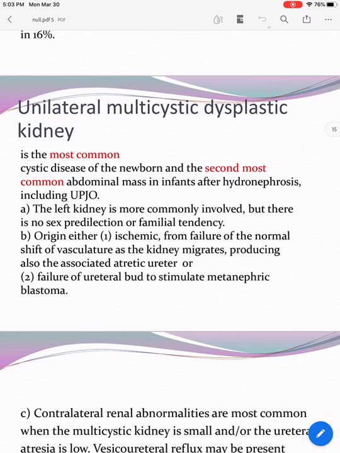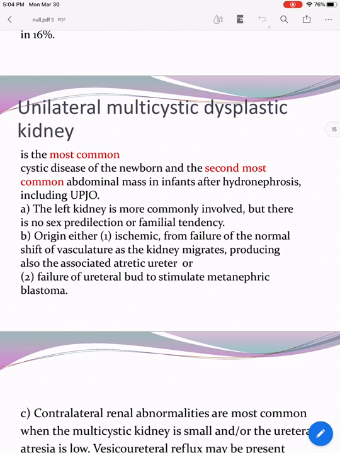a palpable soft mass during childhood. The first most common cause is the PUJ obstruction. The second one is the multicystic dysplastic kidney. And this condition is almost always unilateral, because if it is bilateral, it is incompatible with life.